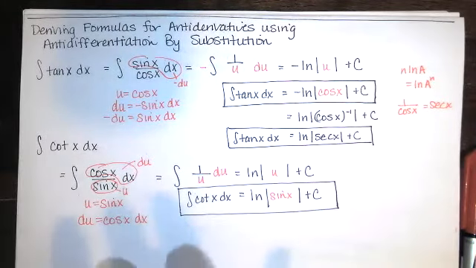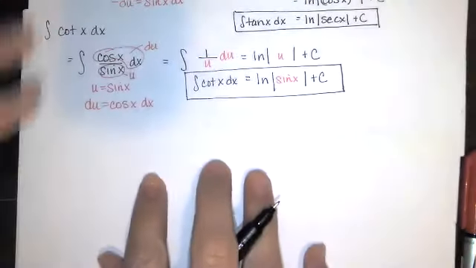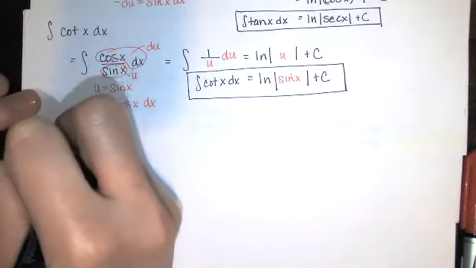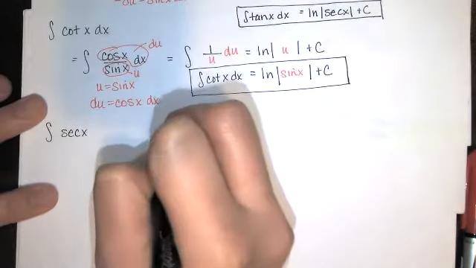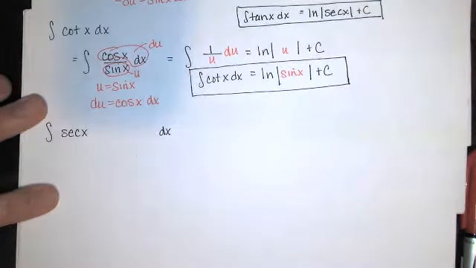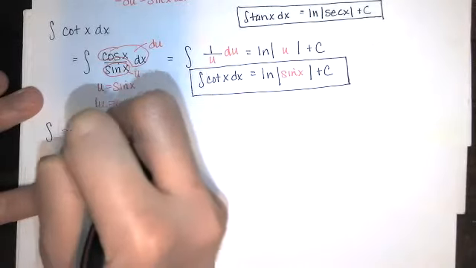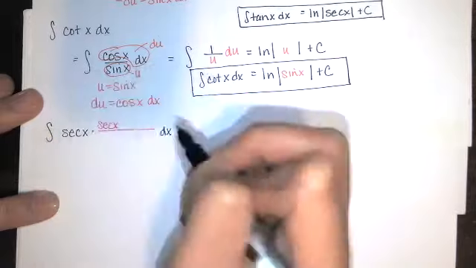Okay, the next two antiderivative formulas for trig functions that we're going to derive using u-substitution are a little bit less obvious. So we've got two more. And this is for secant of x. Now, this is cool. This is probably not something any one of us would have thought of. It's not something I probably would have thought of.